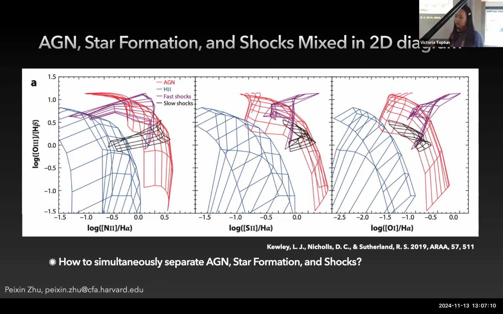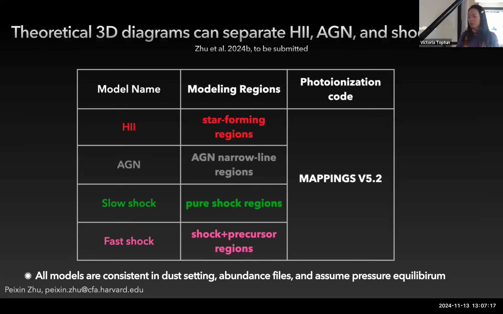So the 2D diagram is not enough to separate AGN, star formation, and shocks. How can we do that? This is where my work fits in. I was trying to solve the problem by developing a theoretical 3D diagram. Before I show the 3D diagram, it's very important to know what theoretical models I incorporate in this work. This table shows the 4 theoretical models I'm using: the HII model, AGN model, slow shocks, and fast shocks model.